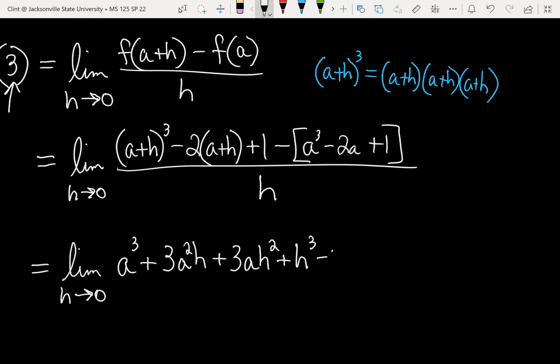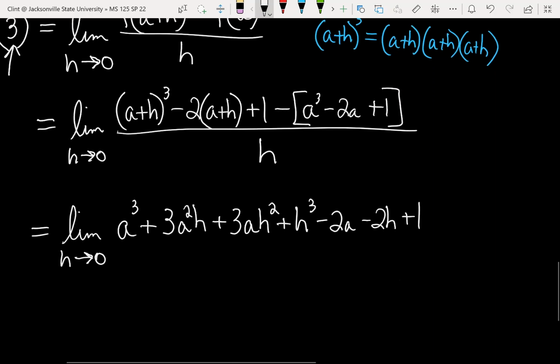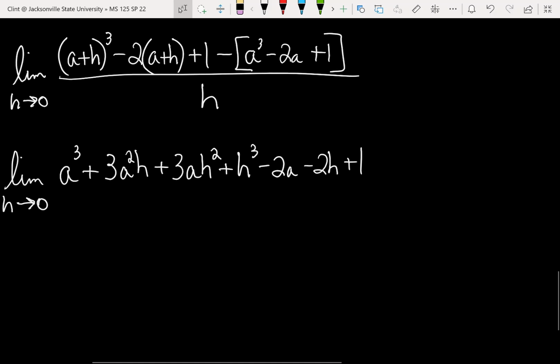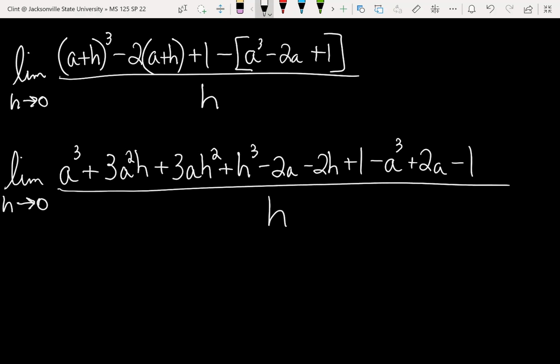There's that, and then we've got distributive property, minus 2a minus 2h plus 1. And right in here, you kind of start hating the math teacher. It's all right. Then we distribute the minus sign on our other one, so minus a to the third plus 2a minus 1, all that mess over h. And then you really hope some stuff cancels out.